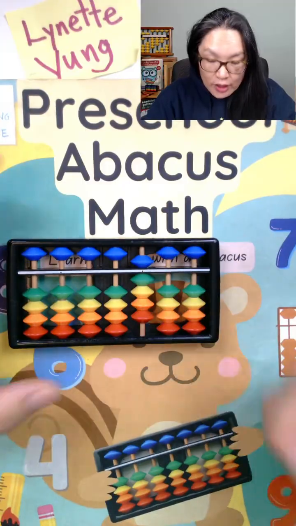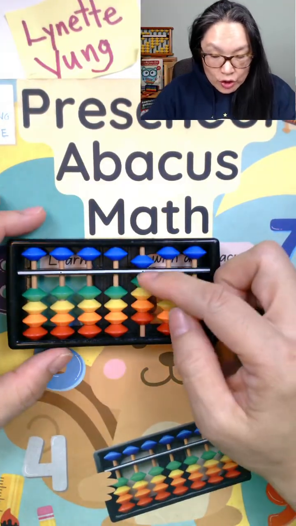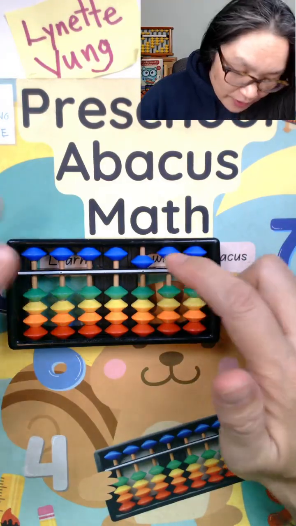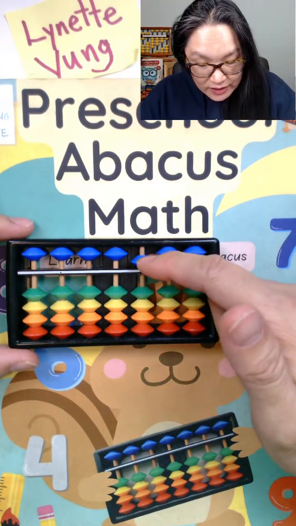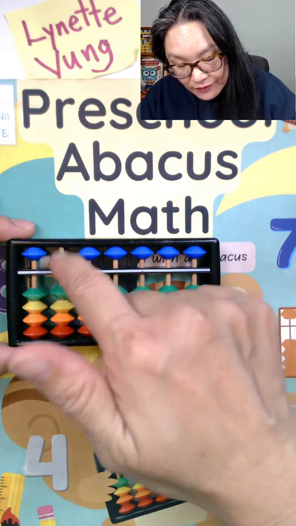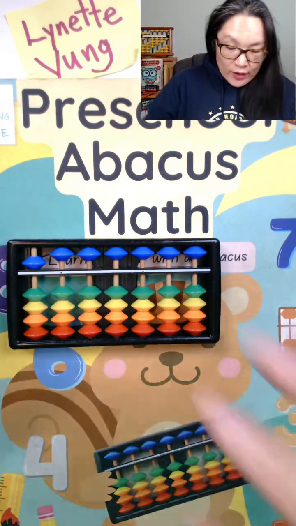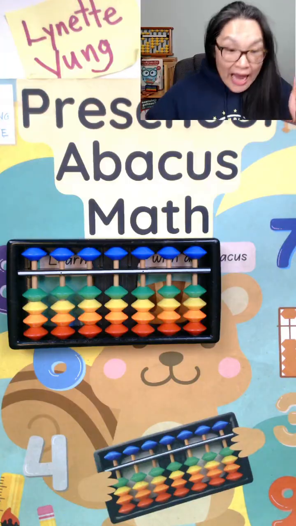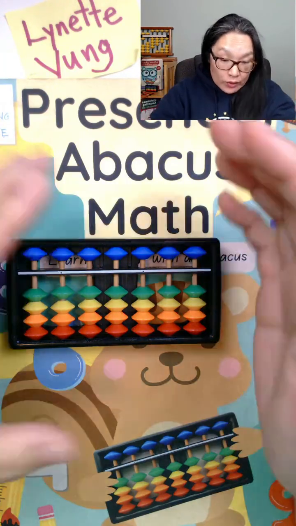If you look, you might be wondering, okay, we know that 5 is up here, right? All the top beads are 5. So this is 5, this is 5, this is 5, this is 5, and that's 5. Okay, great. Now what are we going to do for 10? Oh my God, what are we going to do for 10?